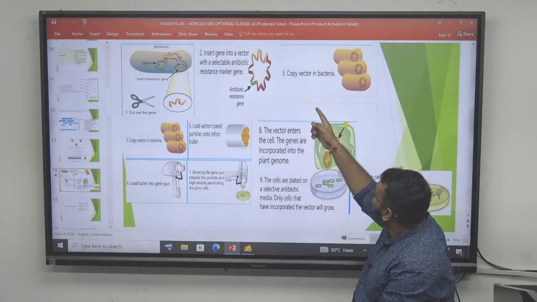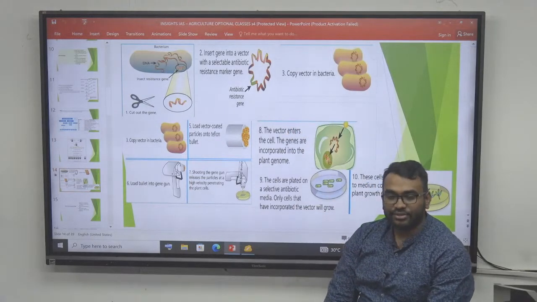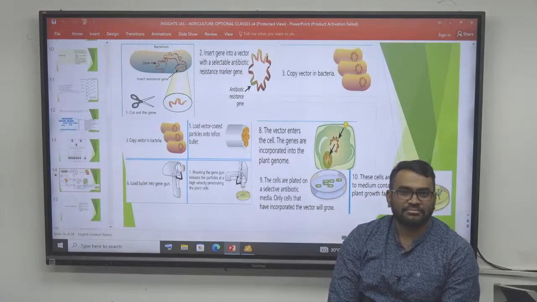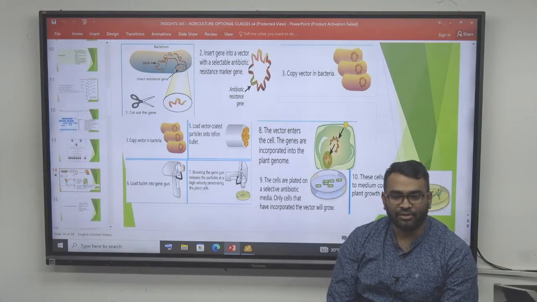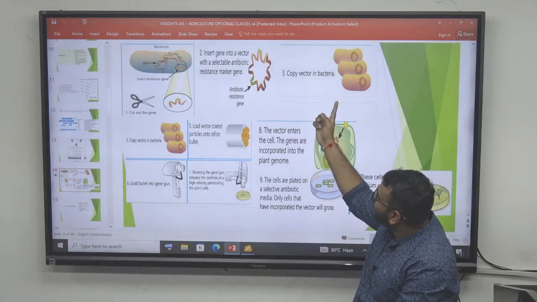Now after that, we have to mass multiply it. For that, we are going to incorporate that into a bacterium, for example agrobacterium. Some other bacteria could be used, but usually agrobacterium will be used. So this agrobacterium will be used to put this rDNA into that.